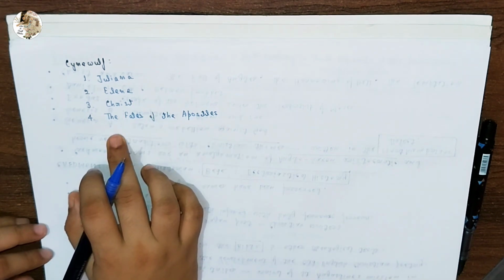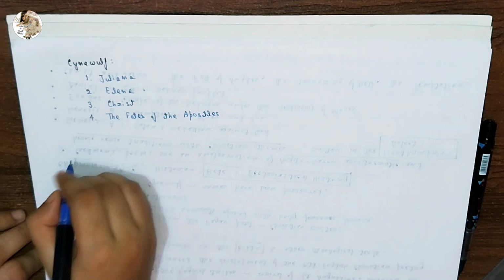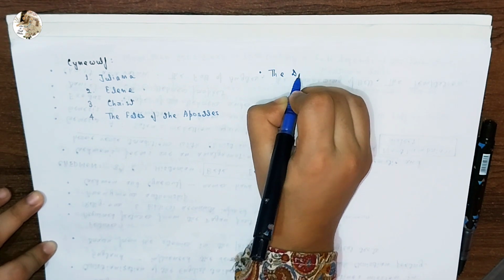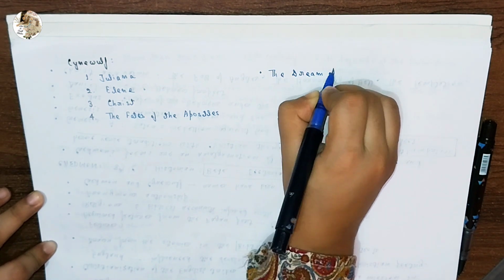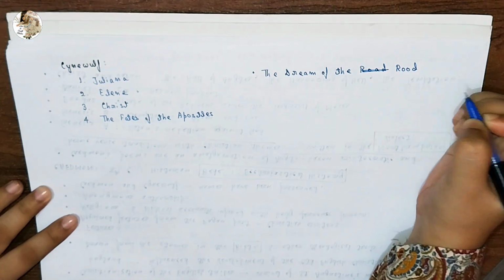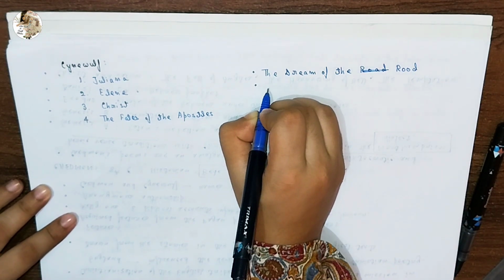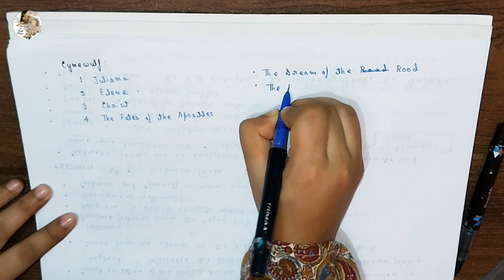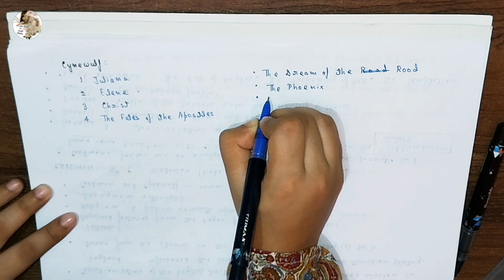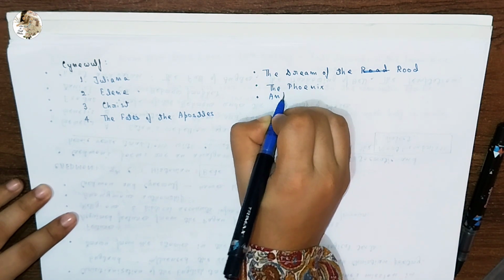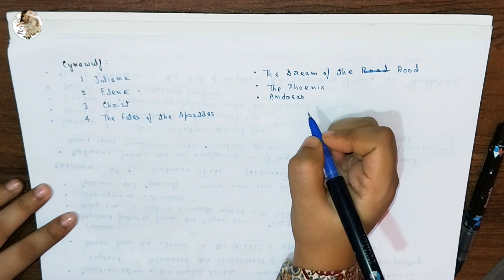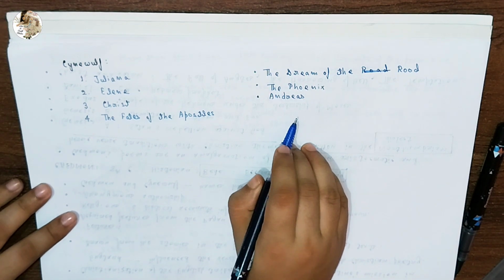There are other poems that have been ascribed to him, and the most important is The Dream of the Rood, second is the Phoenix, and the third is Andreas. These poems are attributed to Cynewulf by the critics.